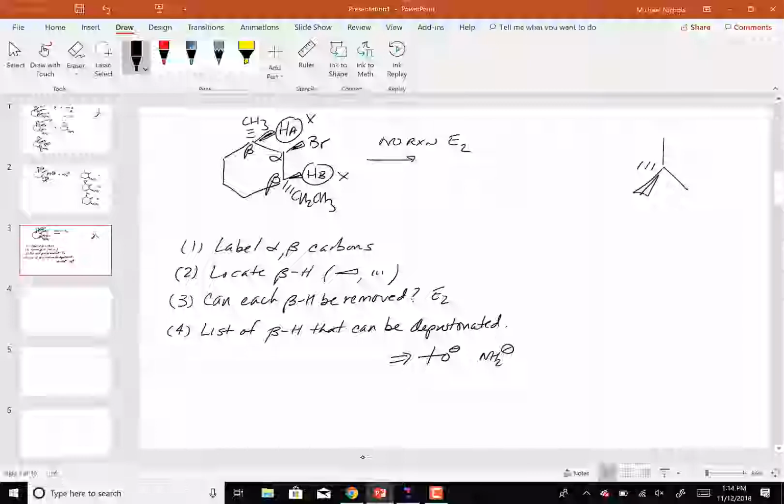So in this reaction, there's no reaction, because none of the beta hydrogens are trans to the leaving group. They're both cis. Does that make sense to everybody? If it doesn't, you've got to say something.